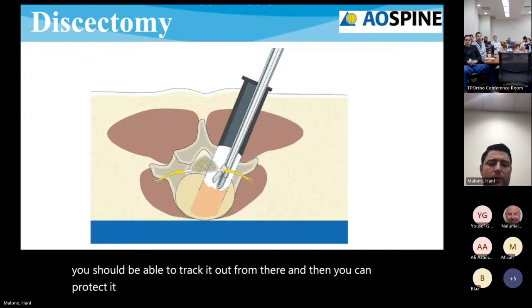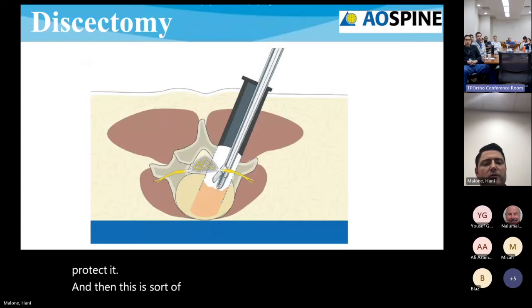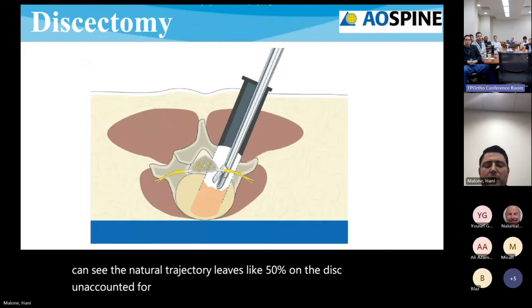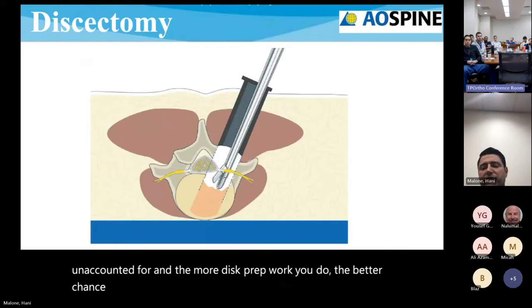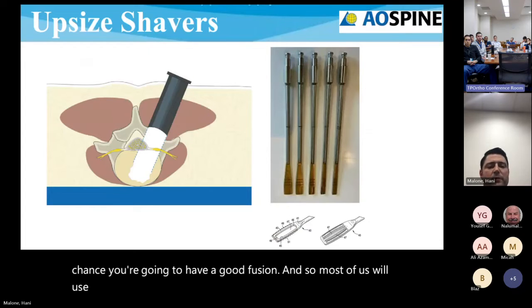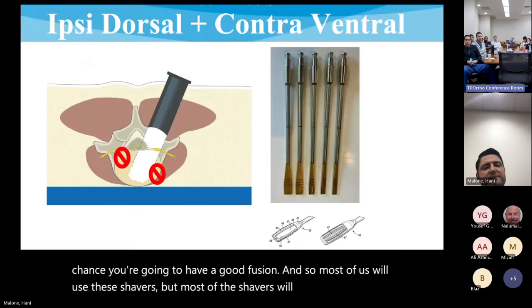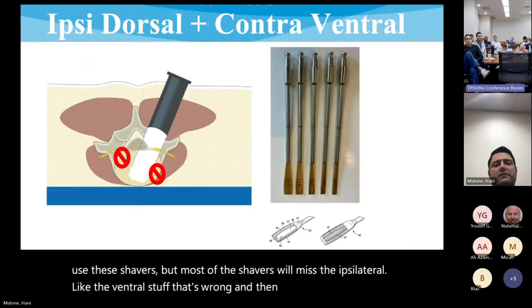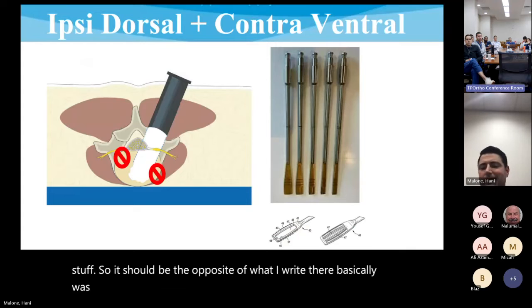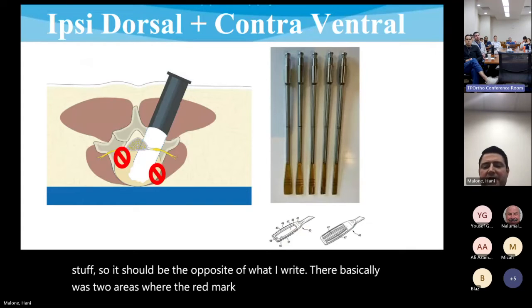And then this is sort of conceptually what you're seeing. As you can see, the natural trajectory leaves like 50% of the disc unaccounted for. And the more disc prep work you do, the better chance you're going to have of a good fusion. And so most of us will use these shavers, but most of the shavers will miss the ipsilateral ventral stuff. That's wrong. And the contralateral dorsal stuff. So it should be the opposite of what I write there. But basically those two areas where the red marks are easily kind of not accounted for.